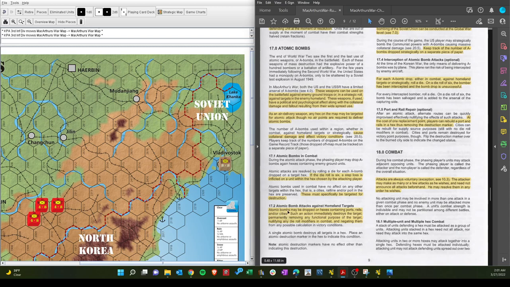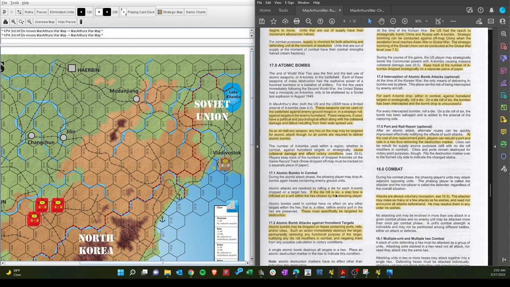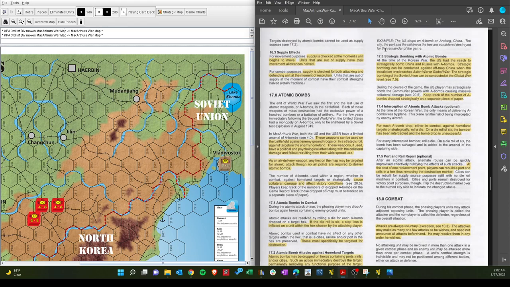Ports. Okay, atomic bombs, homeland targets can be dropped on ports, rails, and or cities. Such an action immediately destroys the target, permanently removing any functional purpose, nullifying any die roll modifiers, and victory point calculations they drop from. So if an atomic bomb was dropped here, this port would no longer function, these rails would be broken, this rail line, and there would be no victory points for either side for this, okay? And it just takes one atomic bomb. It doesn't do anything beyond that. And then they talk about this, the port, etc., are gone.